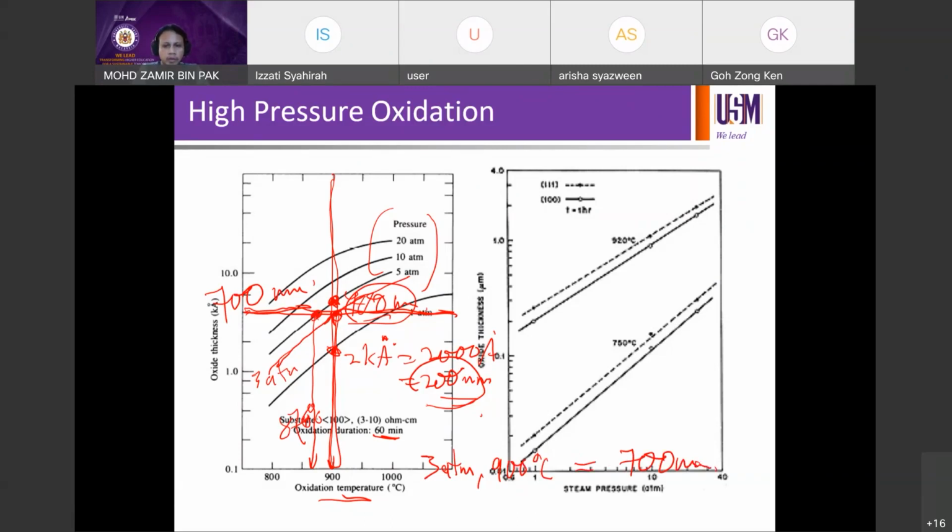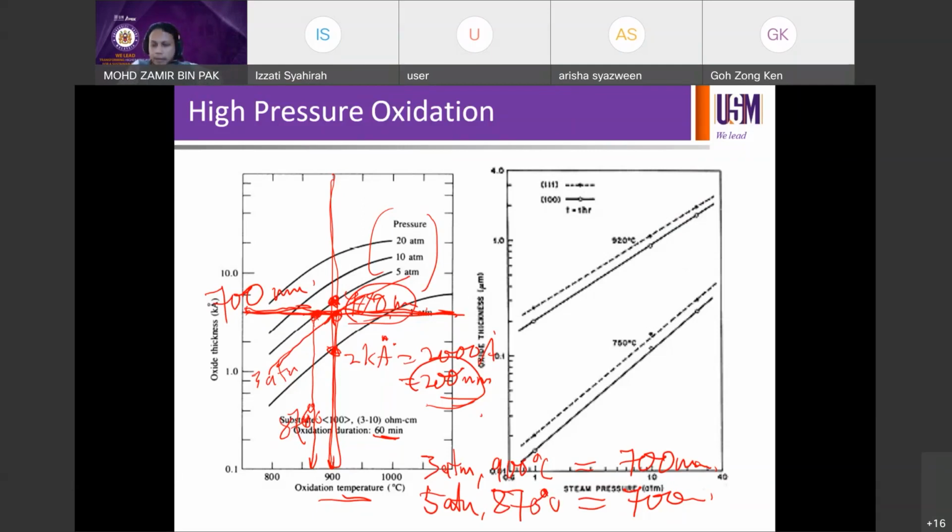Option number 2, you still want to get 700 nanometer, same thickness, but you can run that at higher pressure, 5 ATM, but lower temperature. You just take a horizontal line, then you extrapolate accordingly. So that's probably 870. Okay, so you can run that at 3 ATM 900 degrees C or 5 ATM 870 degrees C to be able to come to the same thickness, right?